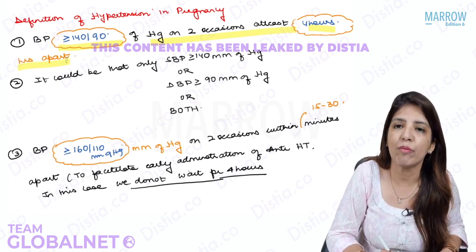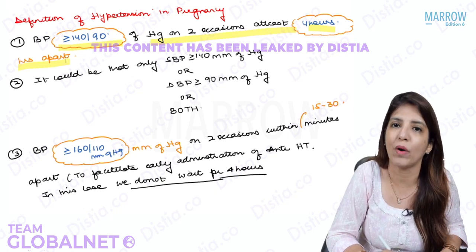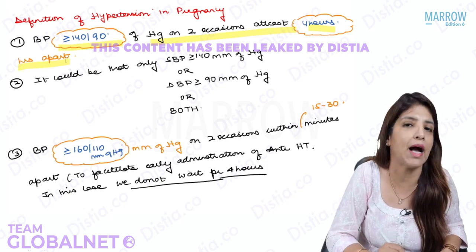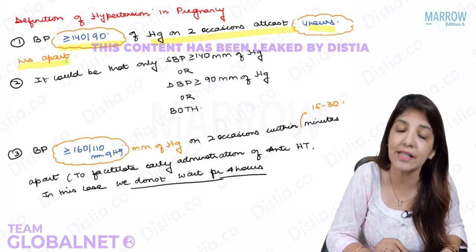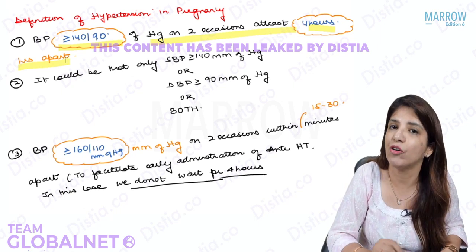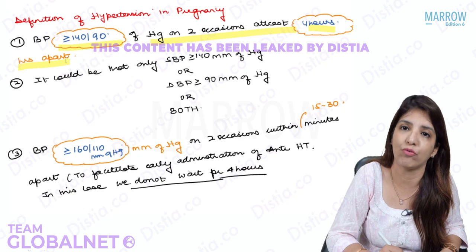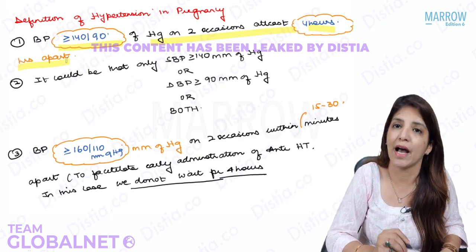So if a pregnant female comes to me and I see that her BP is more than or equal to 140/90, immediately on the basis of one reading, I'm not going to label her as a case of hypertension in pregnancy, right? I am going to first repeat the reading after 4 hours, and if her BP is persistently more than 140/90, then I'm going to say that yes, this pregnant female is hypertensive.